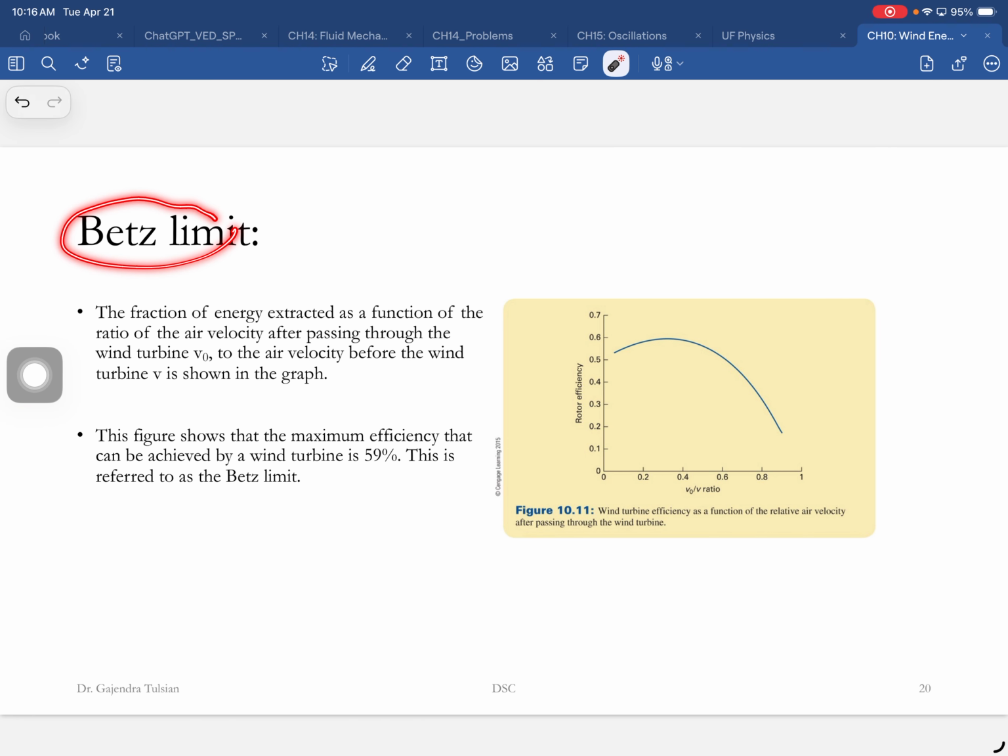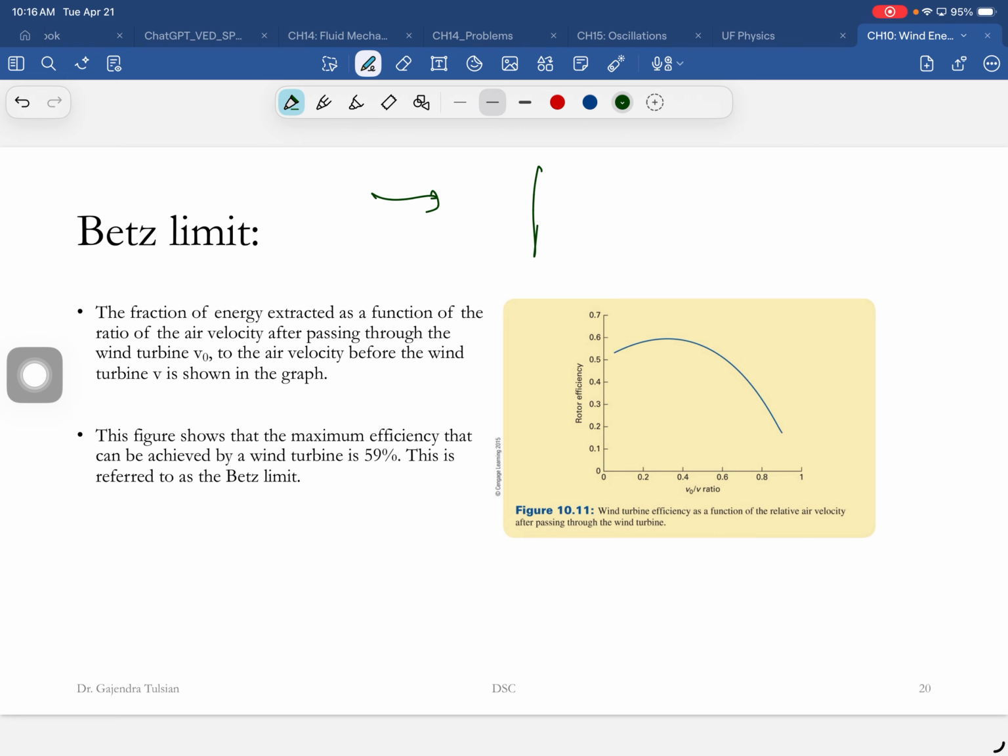So Betz's limit. What is the windmill doing? Here's wind blowing, and the windmill is extracting energy from the blowing air. Once the air passes the windmill, it's slowed down, and that difference in energy is what was extracted. The question is, how much of the energy can you extract?